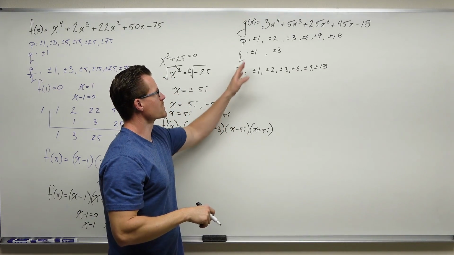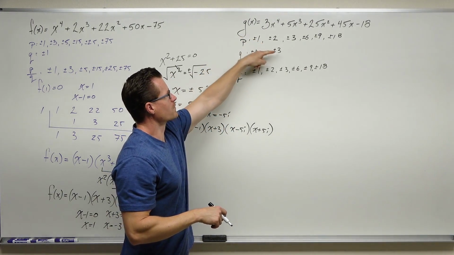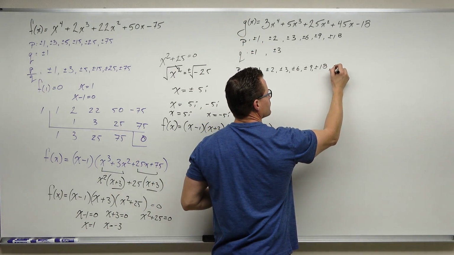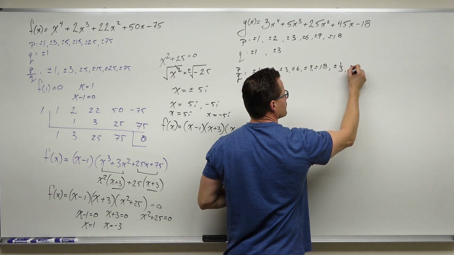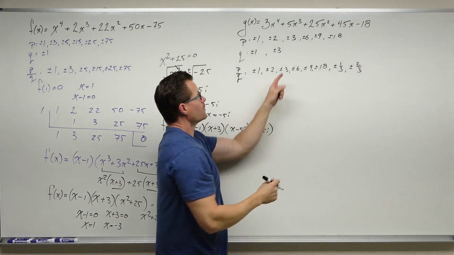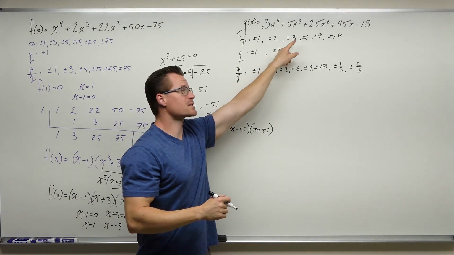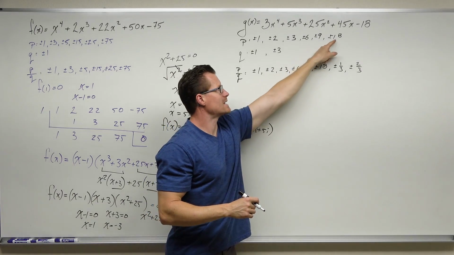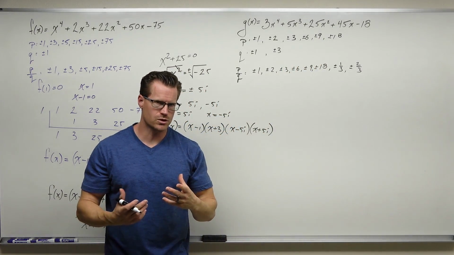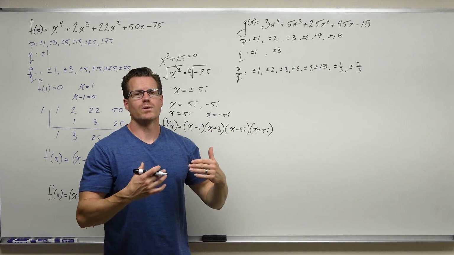So those are the whole numbers. When we do our fractions, we get 1/3. We get 2/3. We get 3/3, but that's 1. 6/3, but that's 2. 9/3, but that's 3. And 18/3, but that's 6. So we don't need to include those twice. That's just redundant.